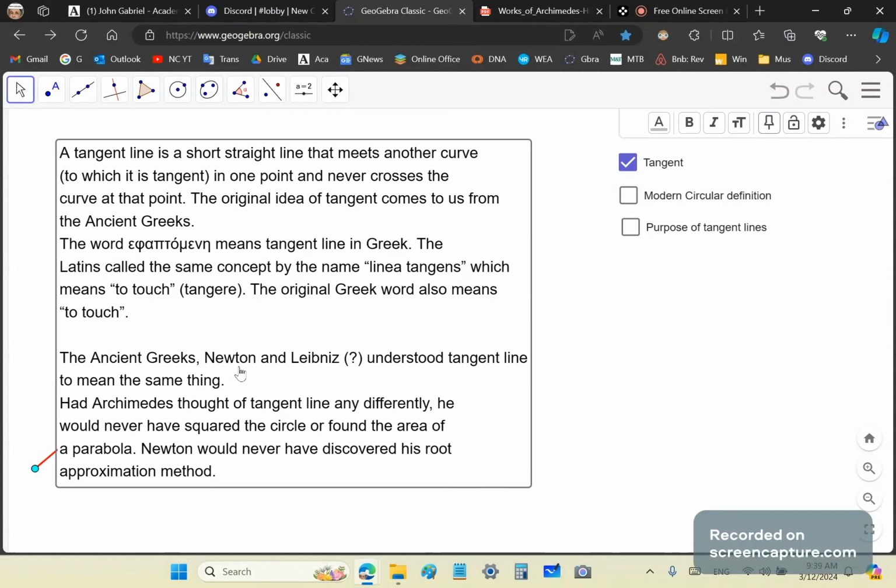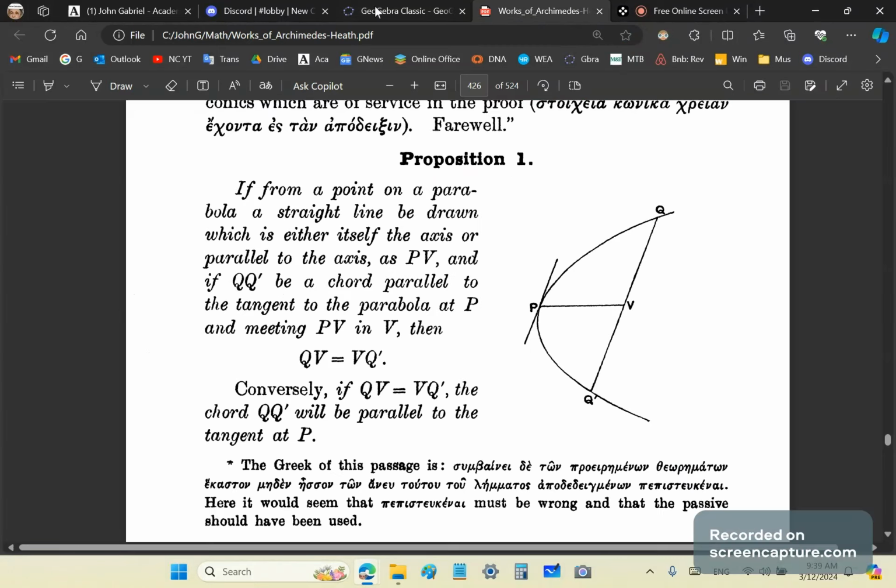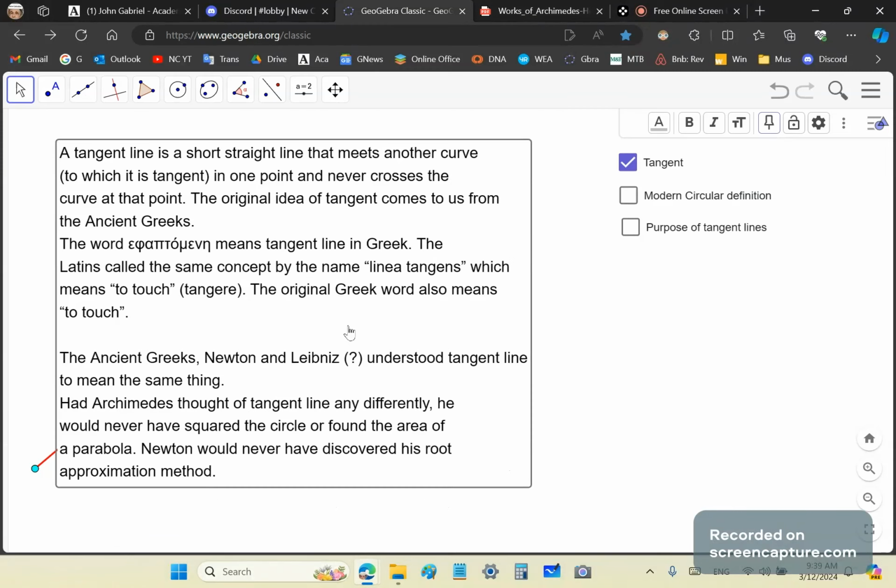The ancient Greeks, Newton, and I don't know so much about Leibniz, understood tangent line to mean the same thing. Had Archimedes thought of tangent line any differently, he would never have squared the circle using his spirals, which is also in this document here. You can get it and download it on the internet, though for most of you, you'll never understand most of it. And had Archimedes thought of tangent line any differently, he would never have squared the circle or found the area of a parabola.